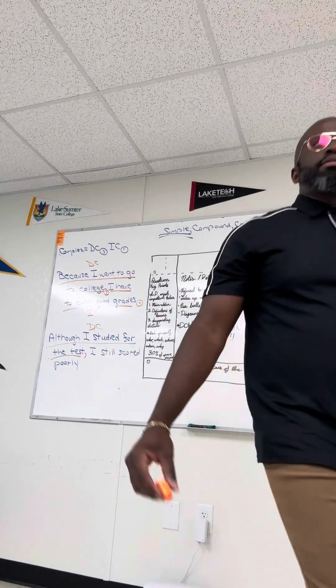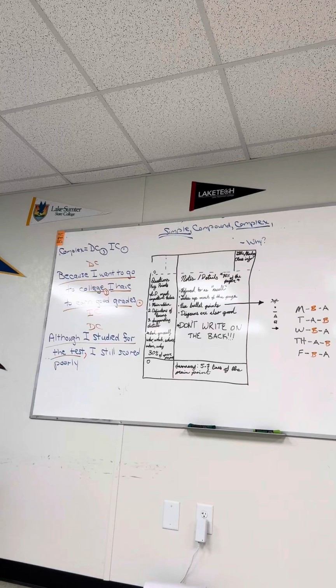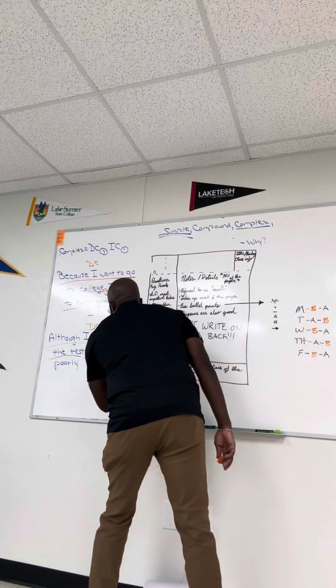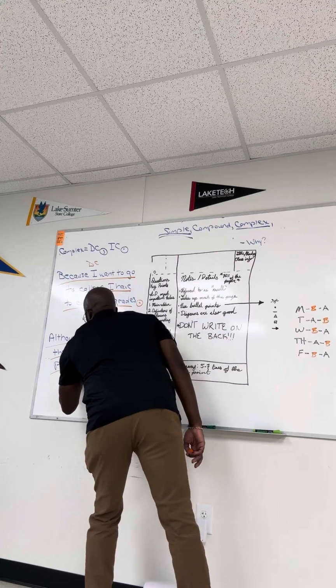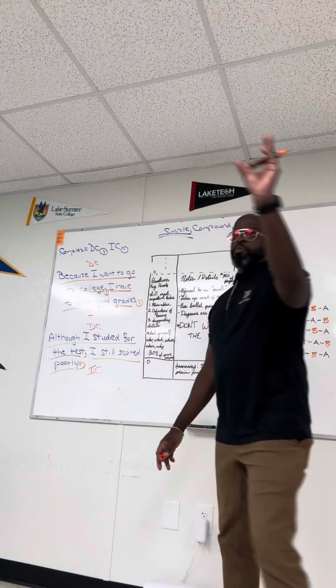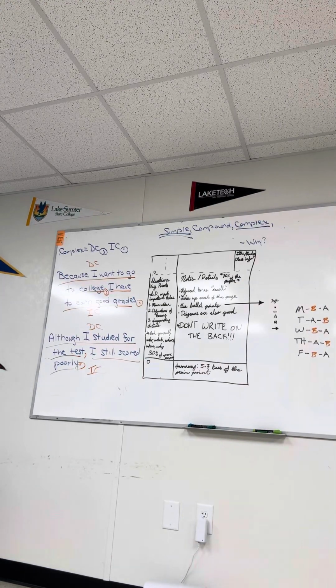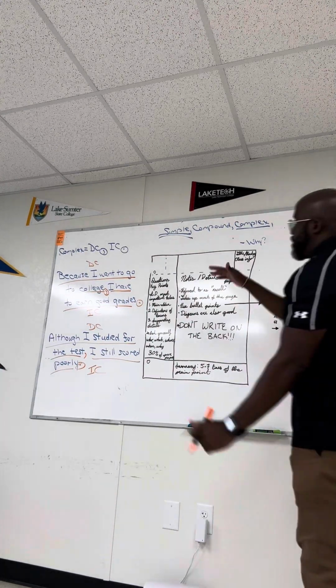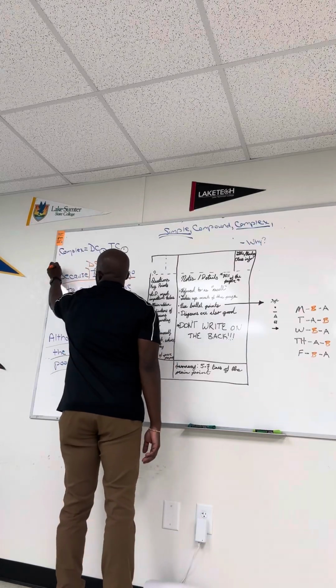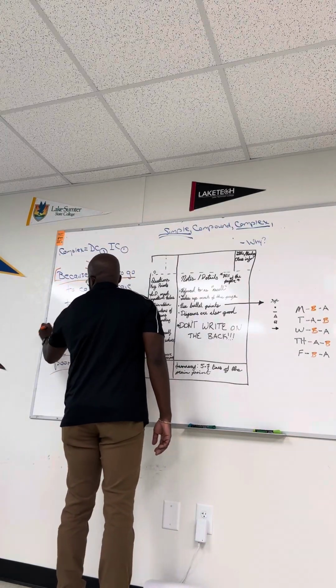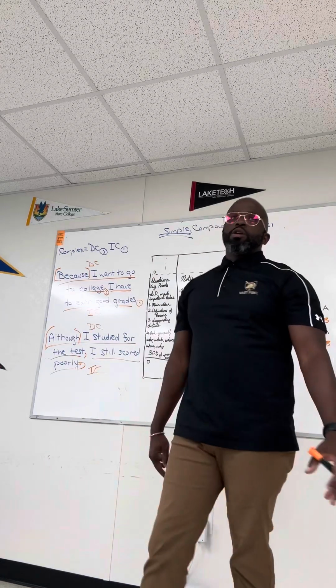Although I studied for the test. Is that a simple sentence? Although I studied for the test. That's a dependent clause. That can't stand on its own. You still want more, right? I still scored poorly is your independent clause. I still scored poorly, that can stand on its own. But that's how you create that complex sentence. So there goes two examples of using your subordinating conjunction to create your complex sentence.